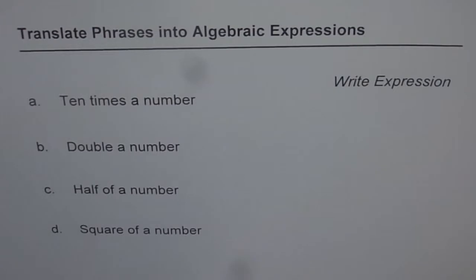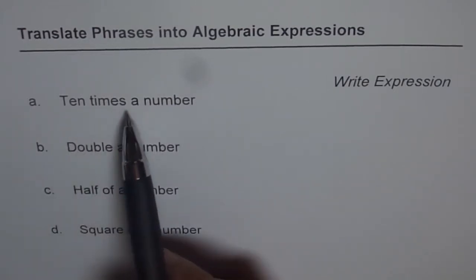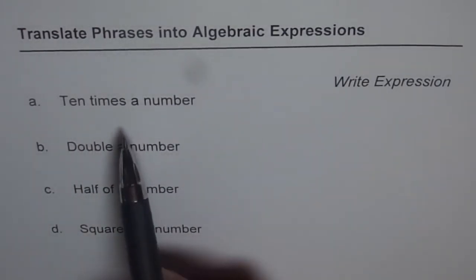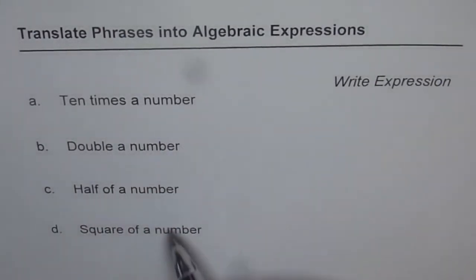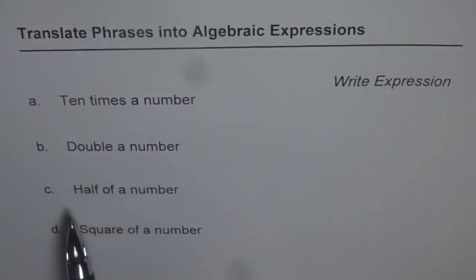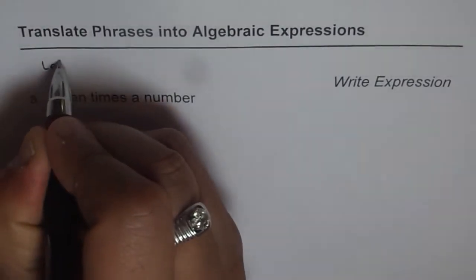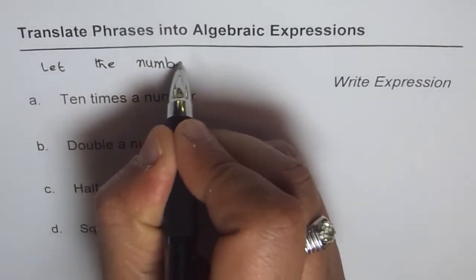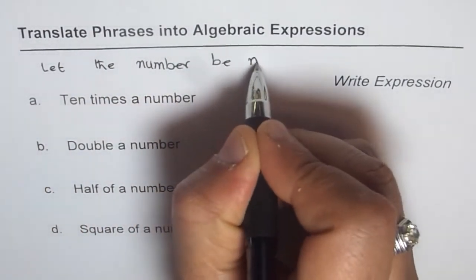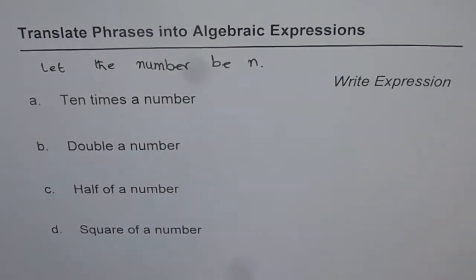So we have 4 examples here which says 10 times a number. So first let's define what variable is. And in all 4 cases we have number. Let's read them first. B is double a number, and then half of a number, and then D is square of a number. So we'll define our variable first, and then we say let the number be n. So we have defined our variable. So for us number is n.